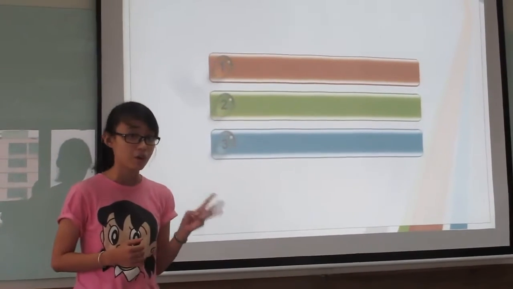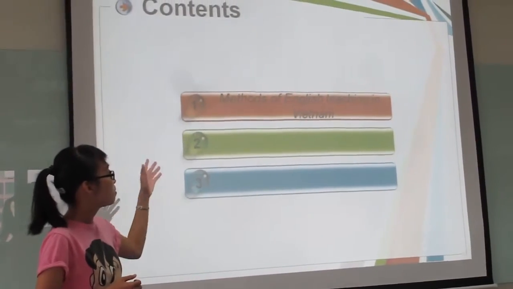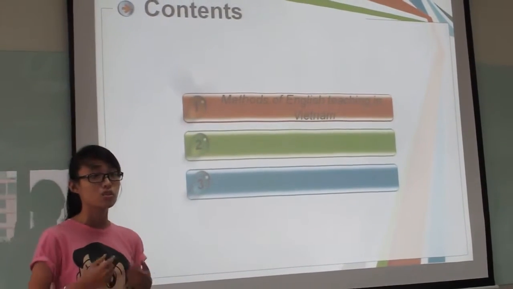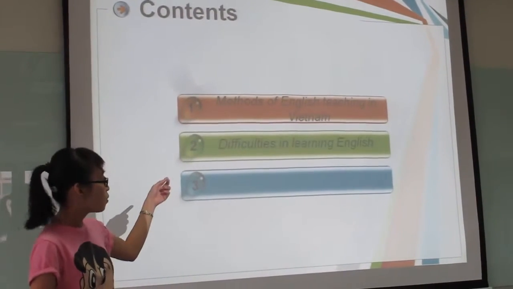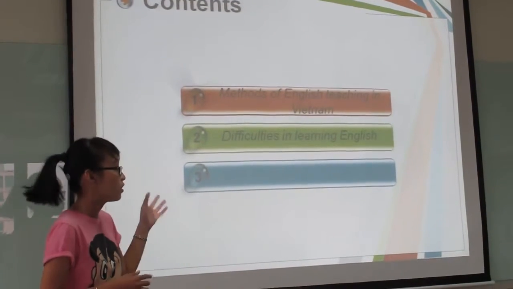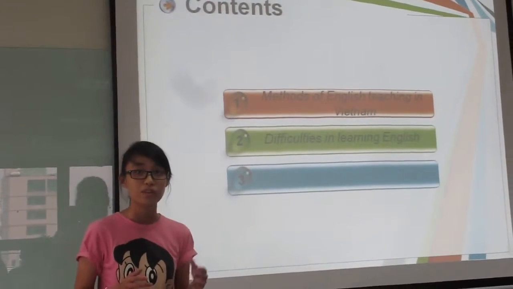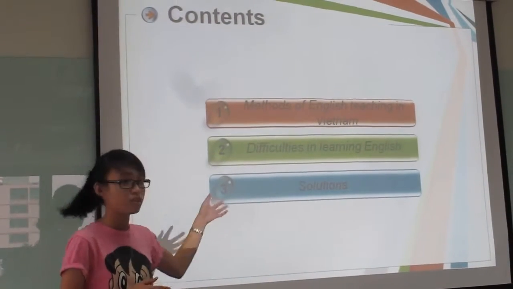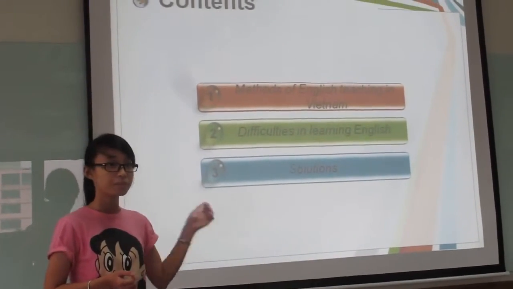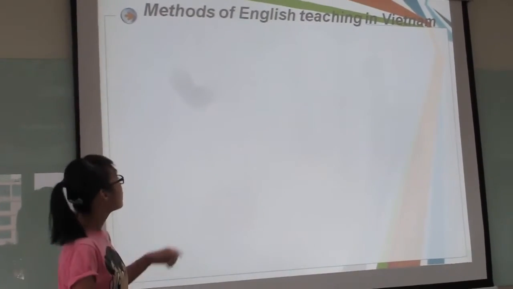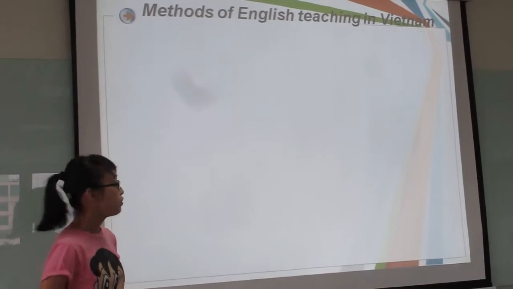into three main parts. The first one is the method of English teaching in Vietnam. That is the way English is taught in Vietnam. And the second one is the difficulties in learning English that most Vietnamese students have to face when they learn English. And the final one is some solutions to overcome this. Now let's move to the first part of my presentation. That is English teaching method in Vietnam.